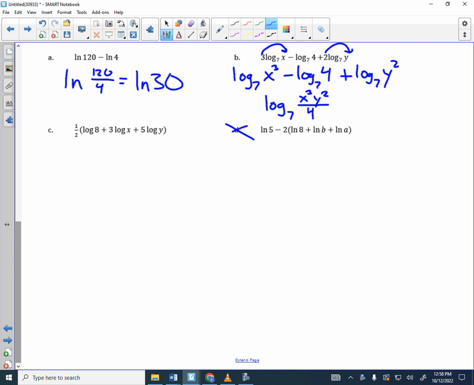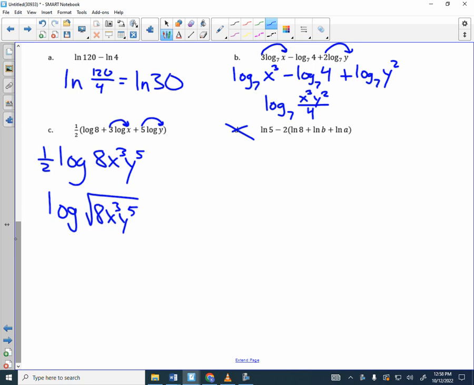We are not going to do letter D, but we will do letter C. I'm going to take care of these parentheses first. Notice that the 3 will go up there and the 5 will go up there. So I have 1/2 times the log of what? What will be in the numerator? 8. X cubed. Y to the 5th. Right? What's in the denominator? Nothing. Nothing's negative. So you can see we have 8, we have x cubed, we have y to the 5th. What should I do with this 1/2? Yep, it'll be a square root. So log of the square root of 8x cubed y to the 5th. That's what that is.